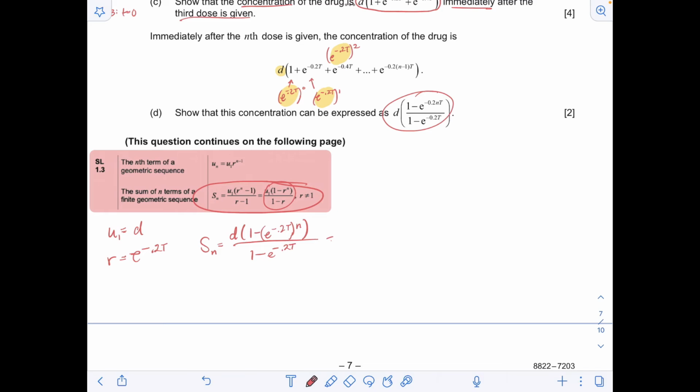We can simplify this by pulling the D out. And again, we're using our model here. What we're trying to get to is an expression that looks like that form. So pull the D out front and raise e to the negative 0.2 T to the nth power, which gives us 1 minus e to the negative 0.2 n capital T over 1 minus e to the negative 0.2 capital T. And we've done it once again.